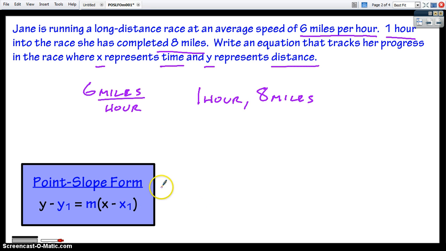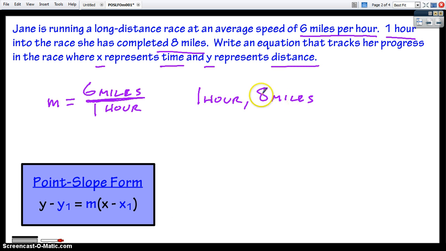If you take a look at what we've got, first off, her speed, 6 miles per hour. Or another way to say it is 6 miles every 1 hour. Well, this is slope, because if you remember a couple lessons back, another way to say slope is rate of change. And this is a rate or ratio, 6 miles for every hour. So this is actually slope. So I'm going to label that as m.